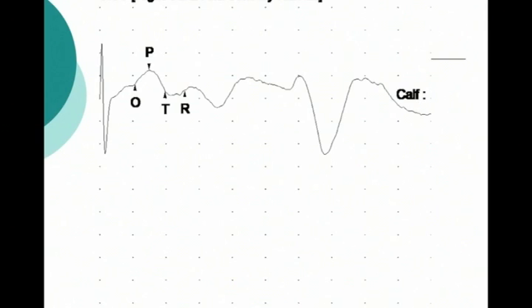Here's another sensory potential. Also, it's a low amplitude sensory potential, the O, P, T, and R. And the sensory response is okay. It is a small response, but it is okay. You still see the motor artifact here. You may not be able to get rid of the motor artifact, but you want to really minimize it as much as possible.